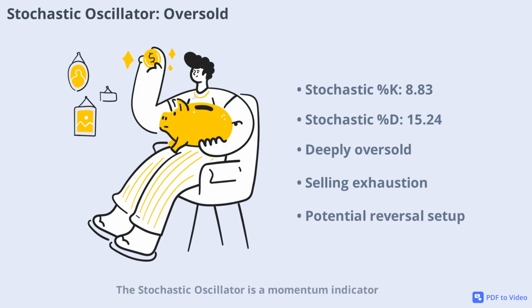The stochastic oscillator is a momentum indicator that helps identify overbought and oversold conditions. QCOM's %K value is at 8.83, and %D is at 15.24, both deep in the oversold zone. A reading below 20 is considered oversold, and such low values suggest that selling pressure may be reaching exhaustion. This creates a potential setup for a bullish reversal, especially as the stock nears its lower Bollinger Band support.